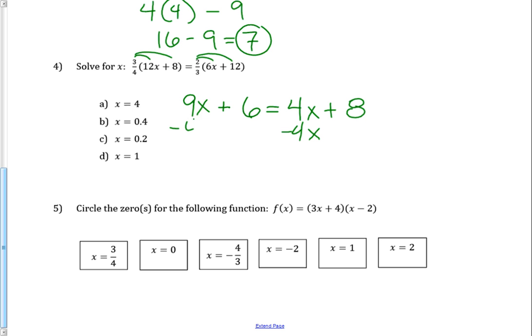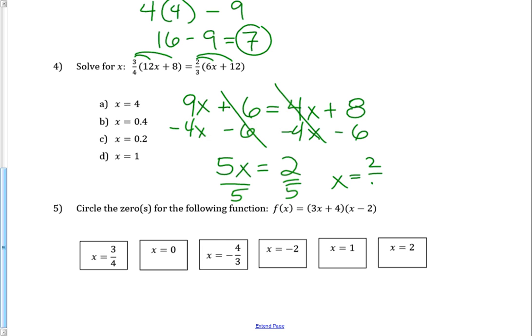Move all my variables to the left, move all my numbers to the right. So canceling out the 6, canceling out the 4x, leaves me with 5x is equal to 2. Divide both sides by 5. And we get x is equal to 2/5, or 0.4.